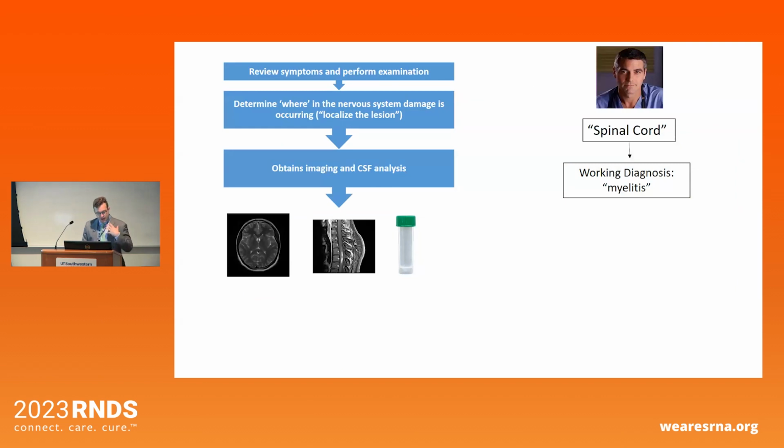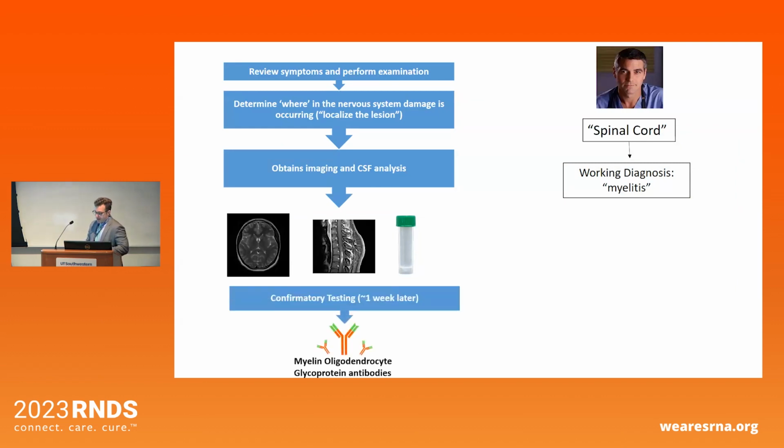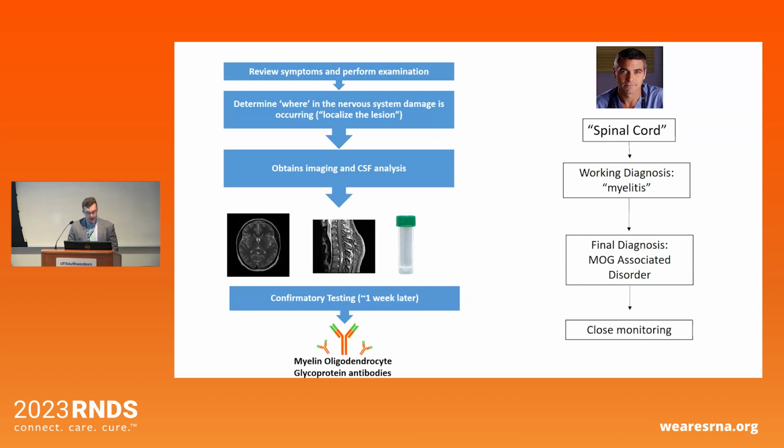So similarly, we do our workup. We find, let's say, inflammation in the spinal cord. We acknowledge it's a group of disorders. We do our test. We find a MOG antibody, and then you're diagnosed with MOGAD at that point. And MOGAD, again, as I emphasized, may not necessarily have another event down the road. So this individual would undergo close monitoring. And if they developed another event, may need immunotherapy at that point.